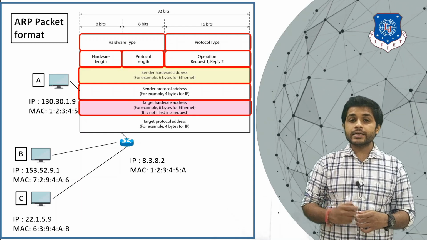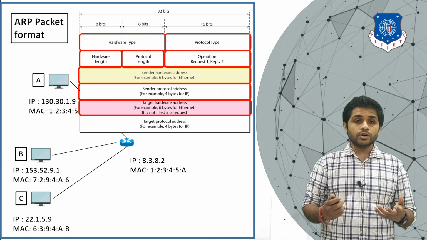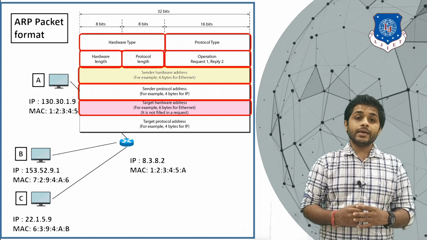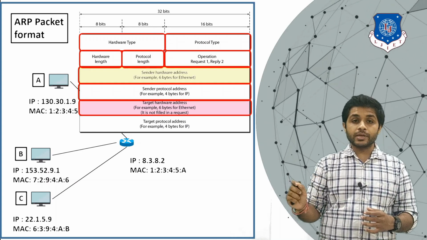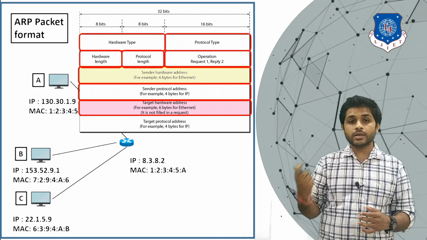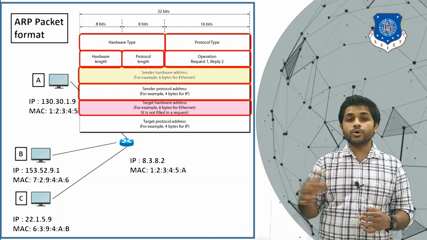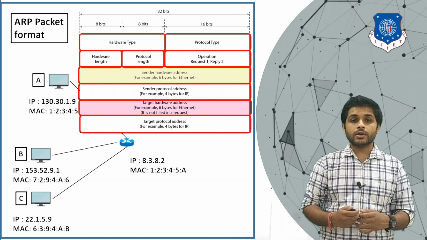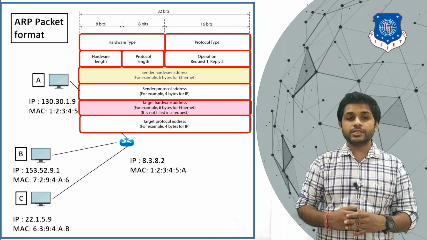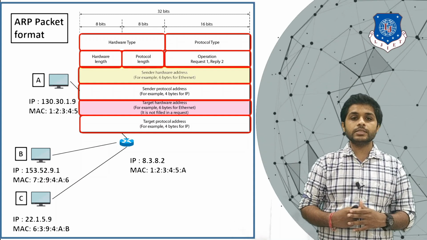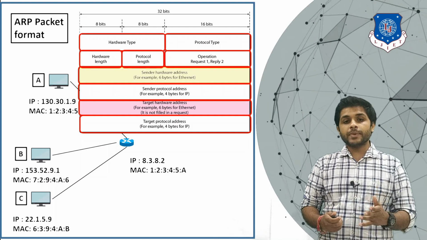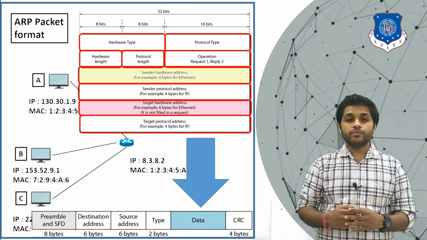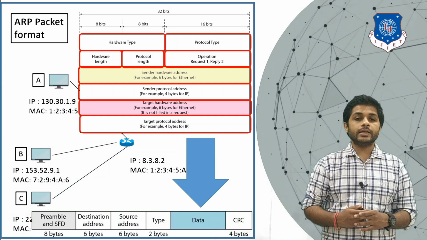Then after, the target hardware address. Now A doesn't know the hardware address of B, right? So A will keep this entry empty because right now A is creating the request. During the request, no value is entered in the hardware field, and A knows the target protocol address, which is the IP address of the destination. A knows the IP address of device B. So this packet will be encapsulated in the frame which is generated in the data link layer, and it will be sent.